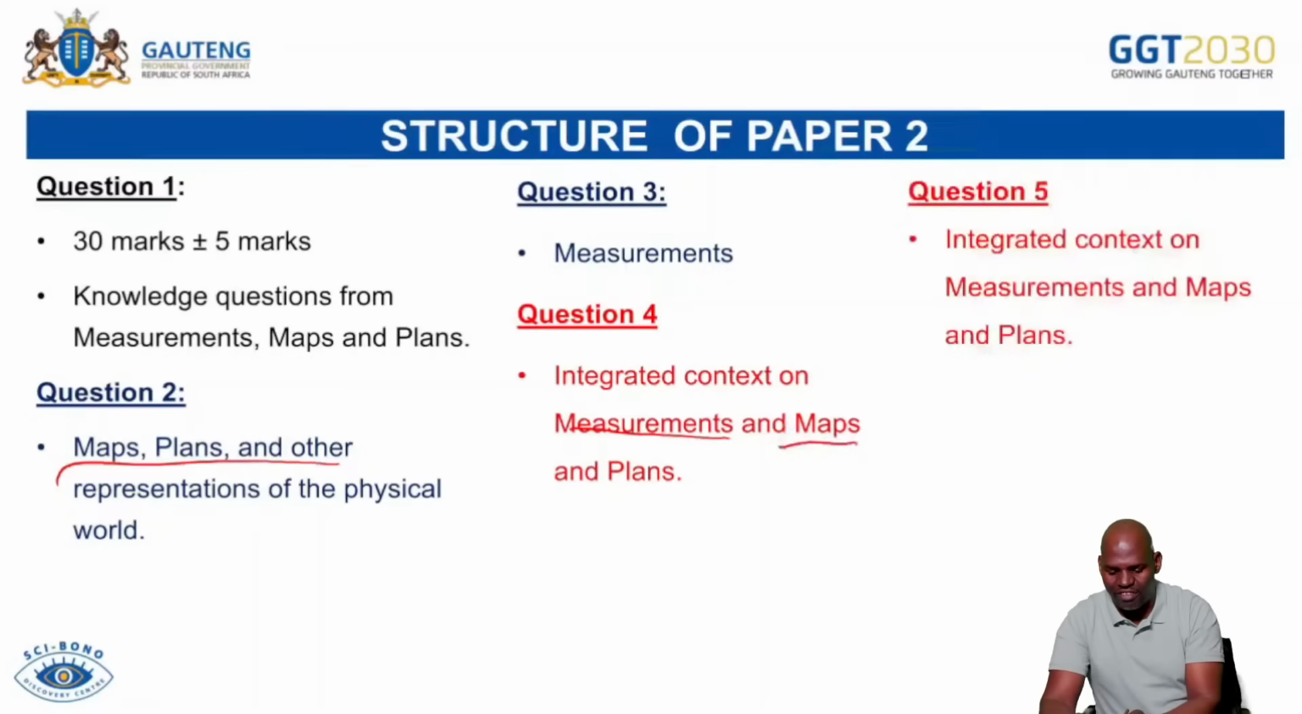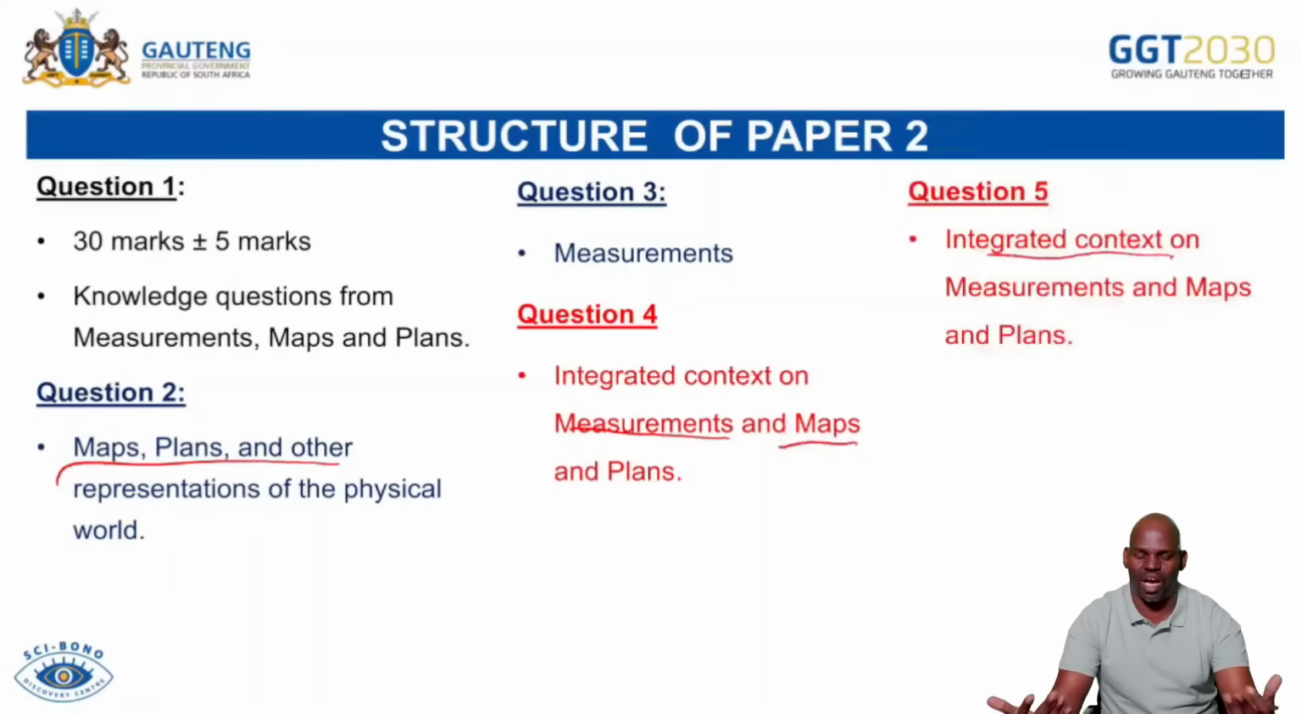The same thing with question five. It's now going to be a different scenario from the scenario of question four. But again, in this case, you are still going to have questions that have a combination of measurement as well as maps and plans. So boys and girls, I hope you now have an idea of how the structure of paper 2 is going to look, and you are also 100% sure of which topics or subtopics will actually be in paper 2. Just make sure that you go and practice the correct topics.